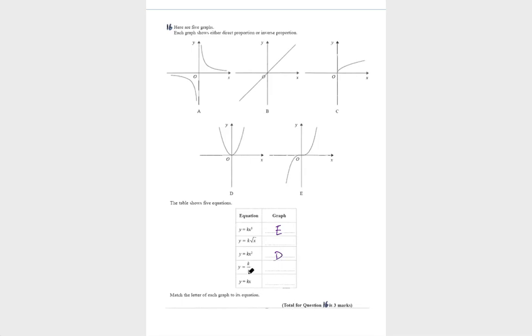The inverse proportion graph is this one that doesn't go through 0, 0, so that is A. And y equals kx is a straight line graph that goes through the origin, so that's B, leaving you with C, and that is what a square root graph looks like. That's just doing the positive square root there, which is what happens if you type a square root into your calculator.